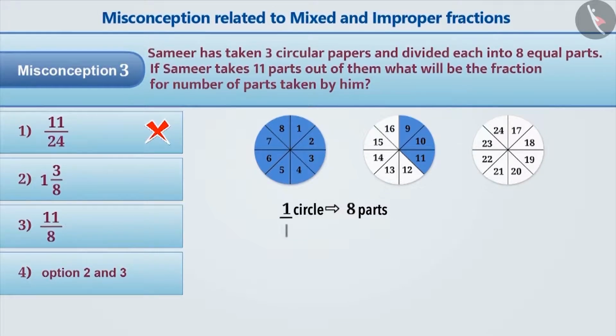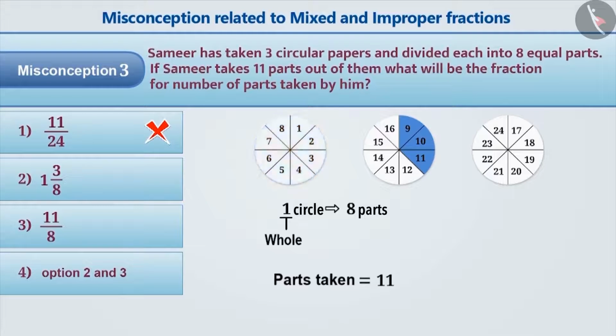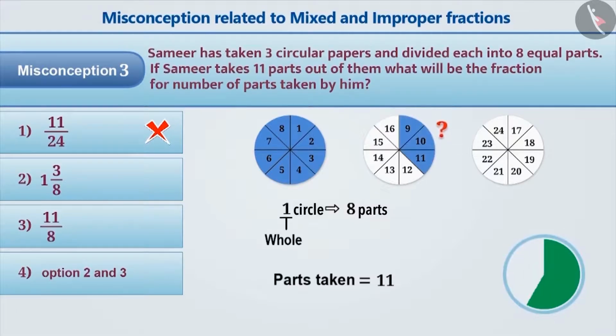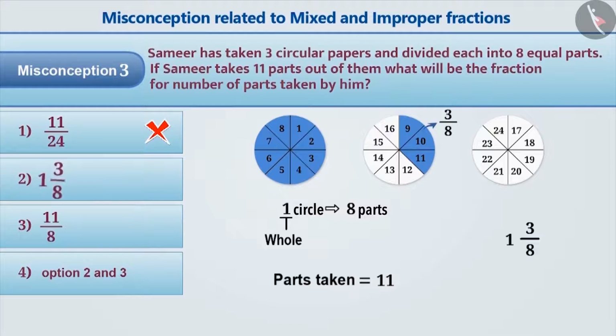So we can say that one whole is formed from 8 parts. Samir has taken 11 parts from the total, from which one whole can be formed from 8 parts. Now we are left with 3 parts. Can you tell which part of the whole they make? This is 3/8 part of the whole. This way, 1 whole and 3/8 part of the whole can be expressed as 1 3/8.